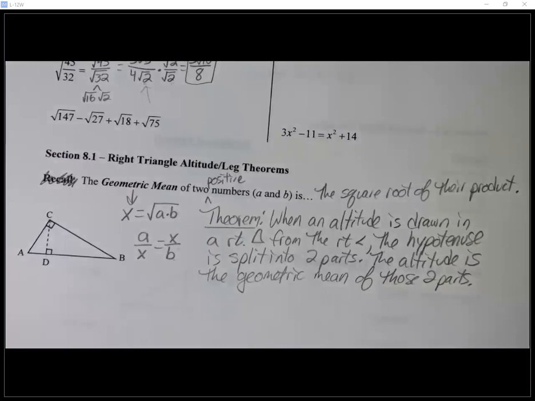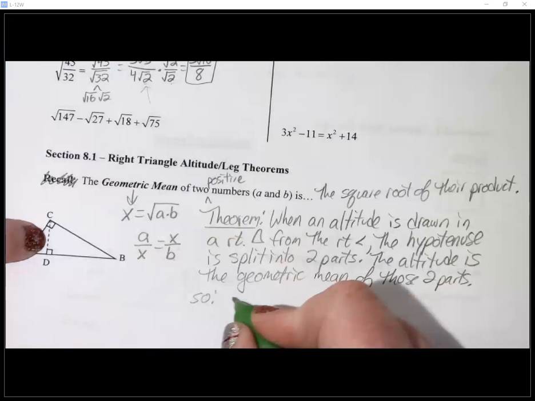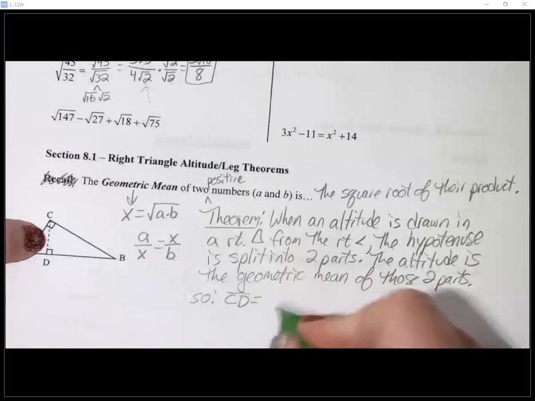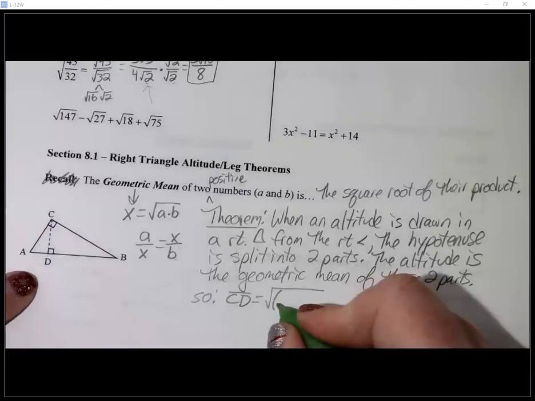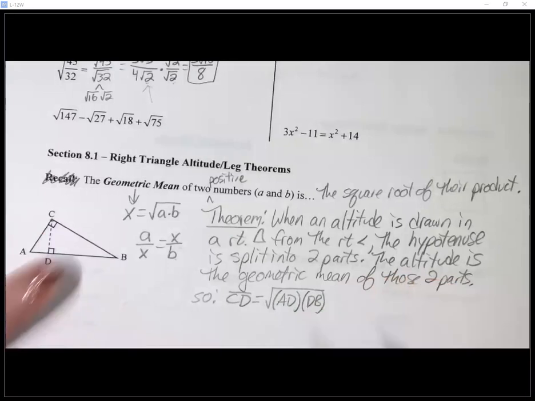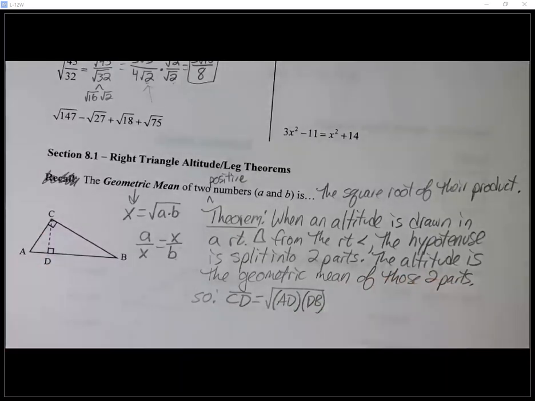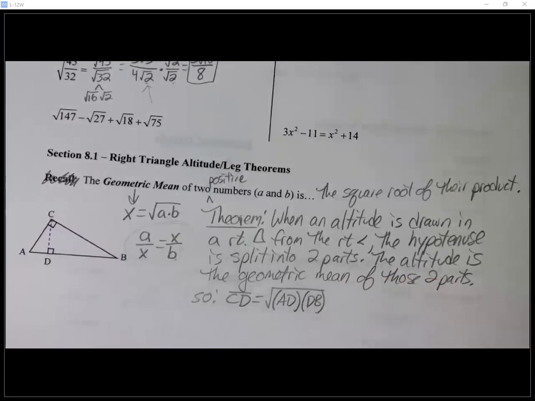So this is telling us that the length of the altitude, so CD in this case, would be equal to the square root of those two pieces of the hypotenuse multiplied together, AD times DB. Or if you prefer to use the proportion setup instead, you certainly can do that.